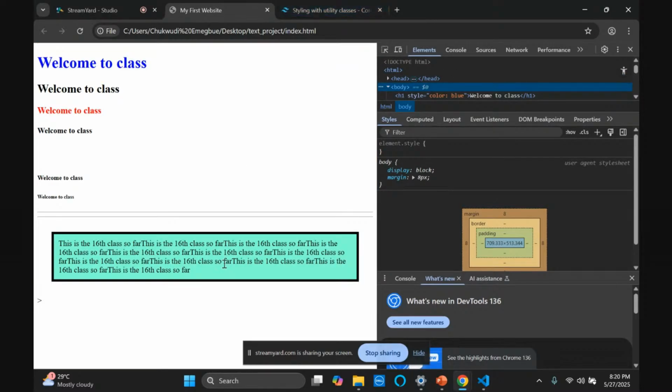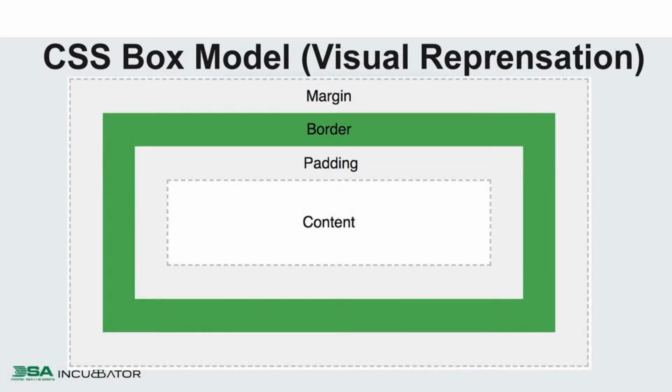Let's proceed. So I'll be going back to the slide. I'm going back to the slide now. So this is what we have: the content, padding, border, margin. Take note of them. So let's go to the next slide.